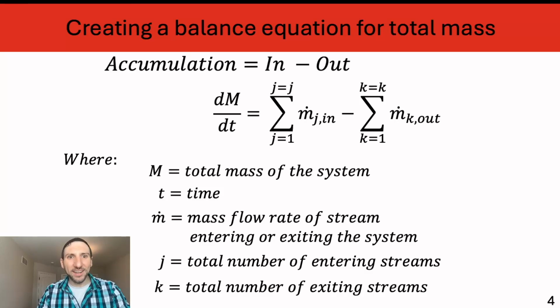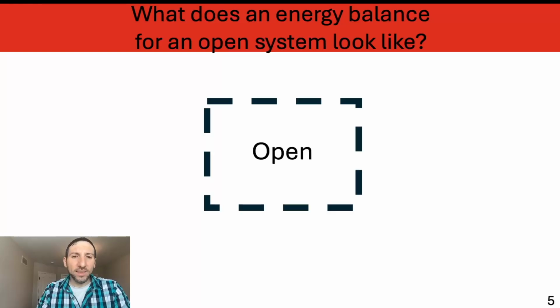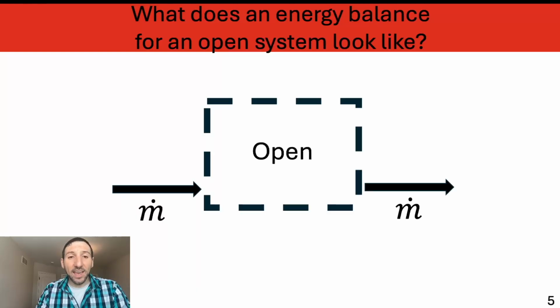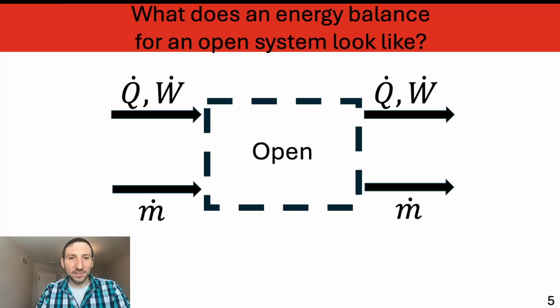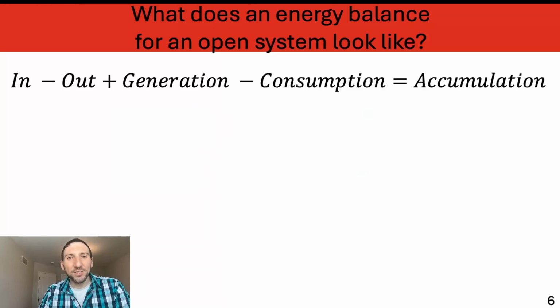Now, changing gears, we can think about what an energy balance then looks like. And for this, let's look back at our open system. We've got mass that's entering and exiting, and then we're going to have a whole bunch of energy terms like work and heat that are entering and exiting our system. So we're going to start off just like we did with mass with our general balance equation. So we've got in minus out plus generation minus consumption equals accumulation.